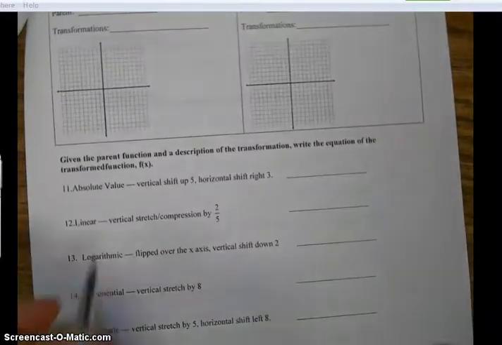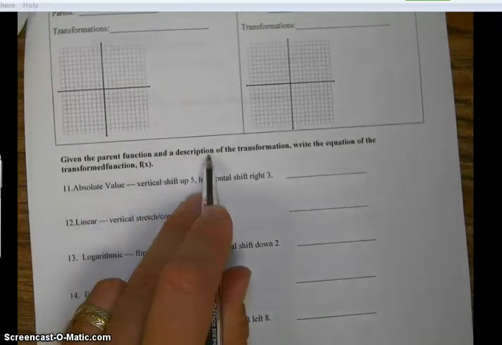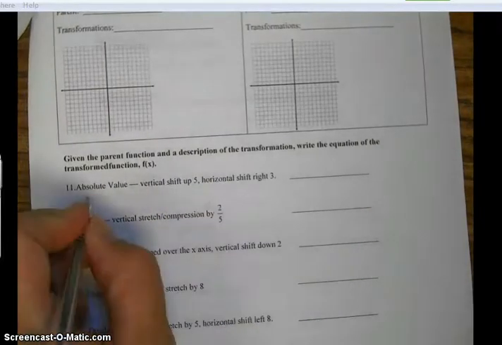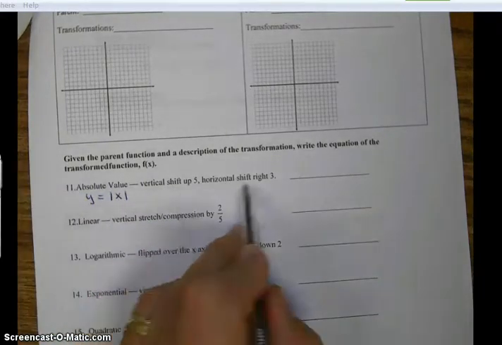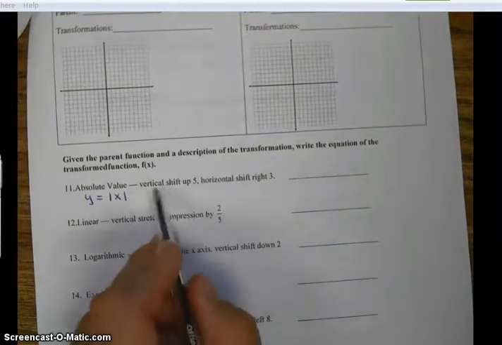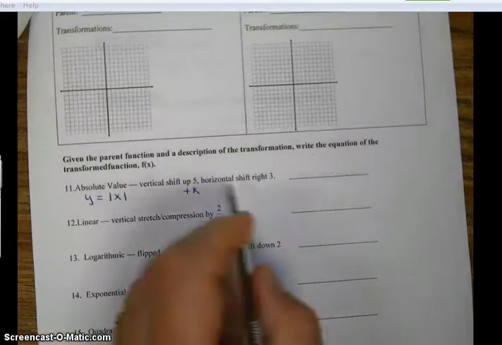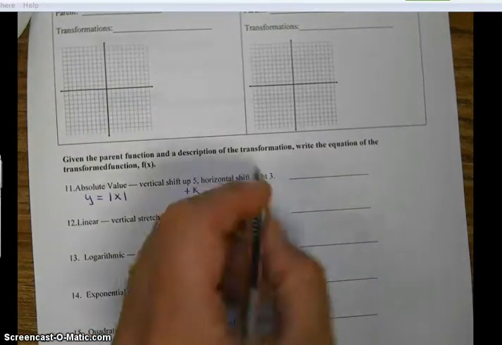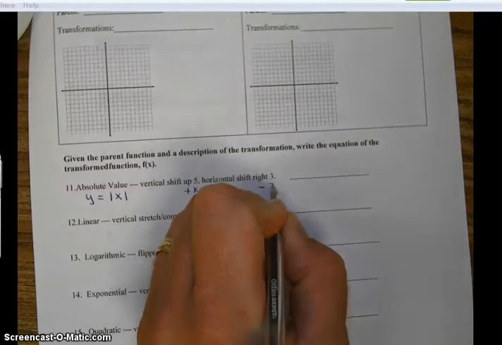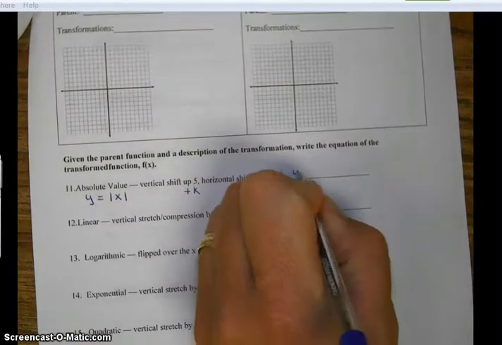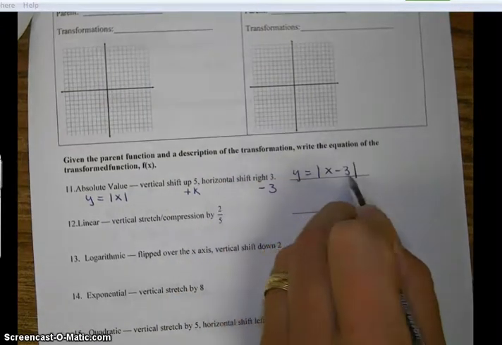Next page, given the parent function, okay, and a description, so it tells you the parent is absolute value, that's y equals the absolute value of x. And then here we have a transformation, write the equation. So we got a vertical shift of up 5. Remember, that's your k value. Up means plus. Shifts right 3. So remember that this is going to be minus, because remember, shifting left and right is the opposite. Shifting right 3. So rewriting this, we have x minus 3. That's shifting right 3 and up 5.